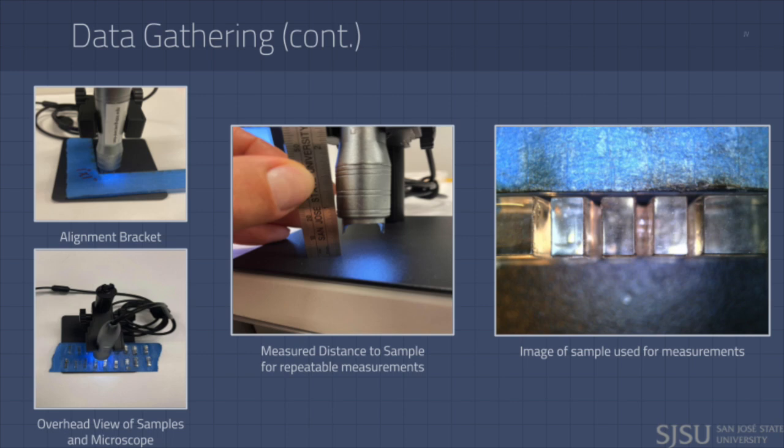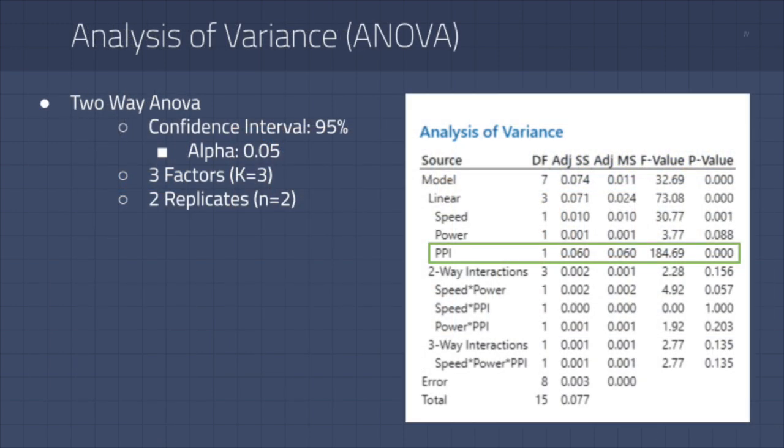In the center, the distance measured to the sample. To the right is an image of a sample. For this replicated 2 to the 3rd experiment, we generated a 2-way ANOVA to study the effects and interactions of the factors as well as identify significant contributors to kerf width variation.